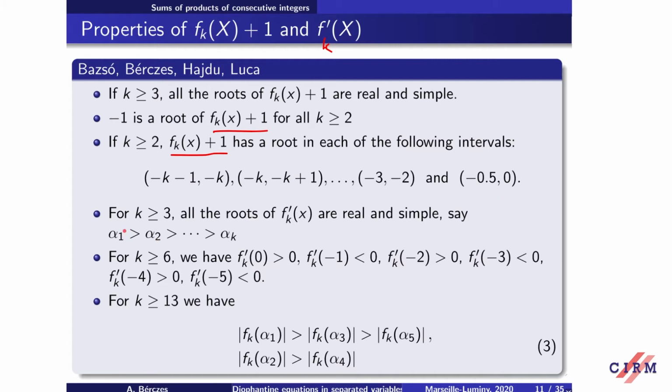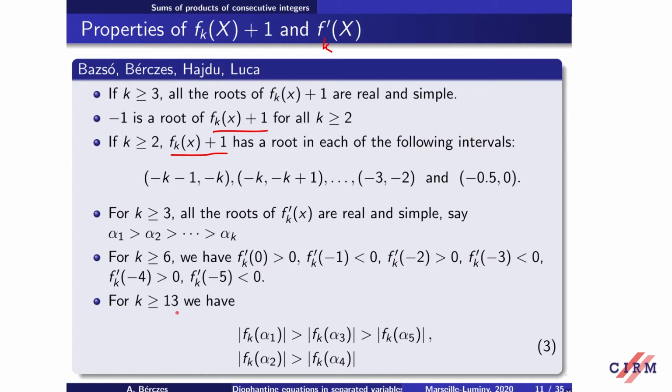So for k larger or equal to 3, if we consider the derivative of such a polynomial, then we can denote the roots by alpha 1, alpha 2, and so on. All these roots are real and simple, so it will have exactly k roots. If k is larger or equal to 6, then we can prove that fk derivative in 0 is positive, fk derivative in the value -1 gives a negative value, and so on.